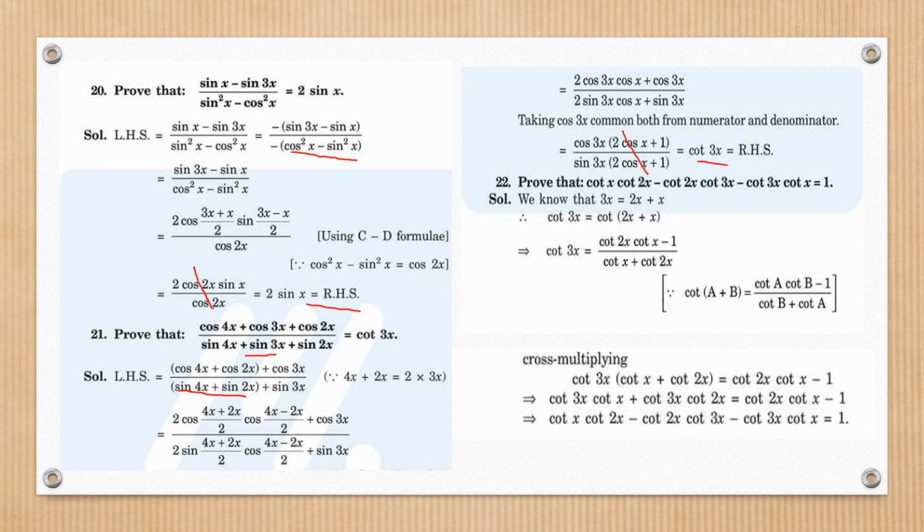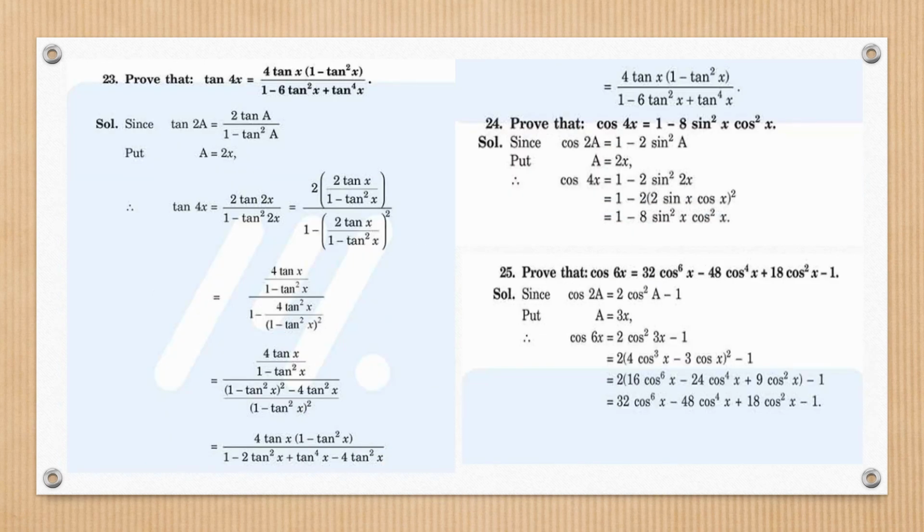Number 22 is cot x cot 2x minus cot 2x cot 3x minus cot 3x cot x equals 1. You know that in such questions one of the angles is the sum of the other two. You can do it by the tan formula also and then change it to 1 upon tan form, that is cot, or directly apply the cot formula. So cot (A plus B) is (cot A cot B minus 1) upon (cot B plus cot A). So cross multiply, open the brackets, bring the negative sign to the other side, and you will get the answer.